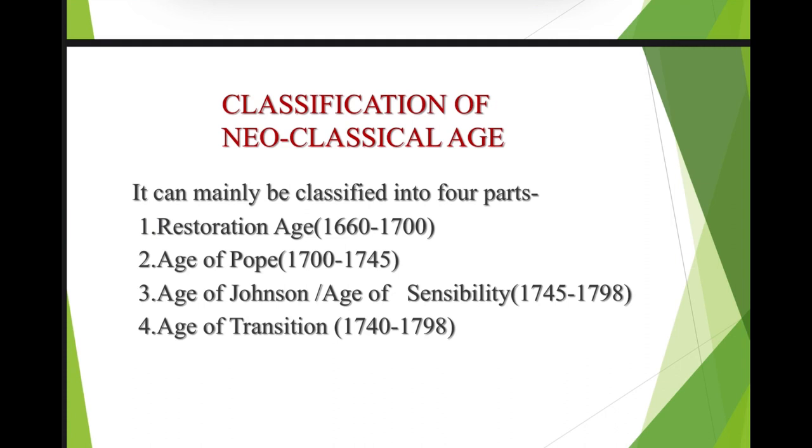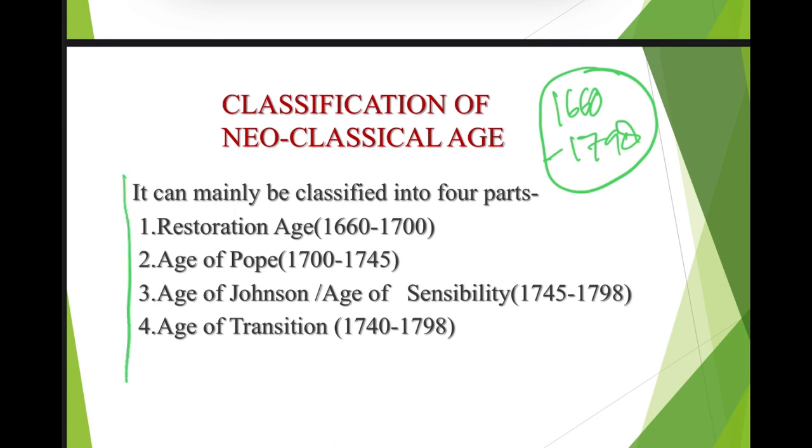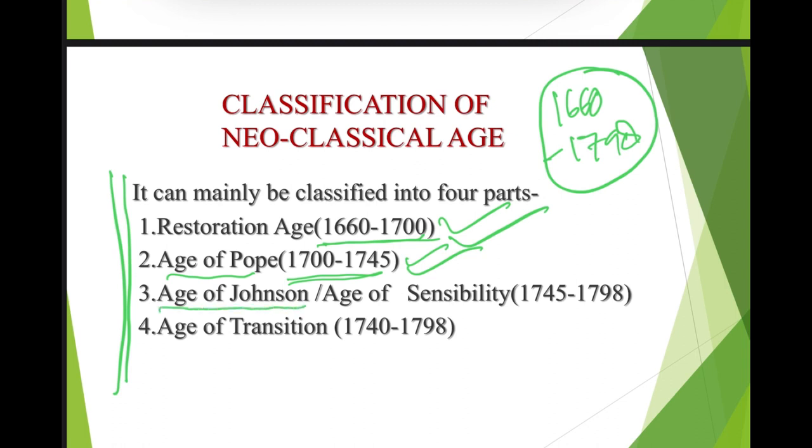I told you that the neoclassical age is from 1660 to 1798. This was the date. But if you bifurcate it, you can do it in four parts. This you will also keep in mind. The Restoration age is from 1660 to 1700. Then we have the age of Pope from 1700 to 1745. Then we have the age of Johnson, which you can also call the age of sensibility, from 1745 to 1798. And then we have the age of transition, 1740 to 1798.